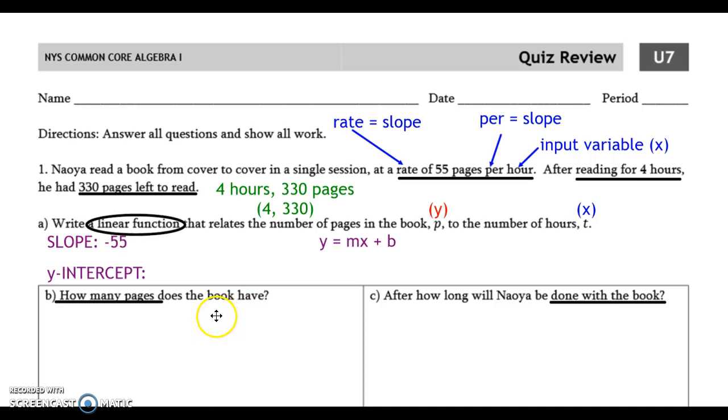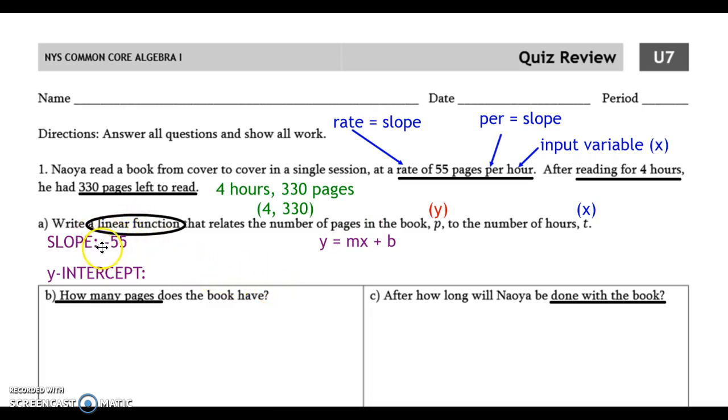All right, I ran into a little problem. Here's the problem. I know that my slope is negative 55, and if you're not sure why it's negative 55, think about it. What we're doing is we're starting a book from whatever number of pages it is, and we're reading it until there are no pages left. So we're going from a large number, 330 plus something, to a small number. That is a negative slope. It is decreasing in value.